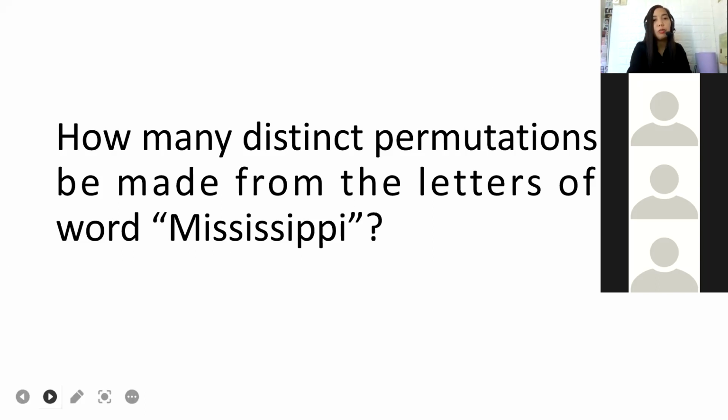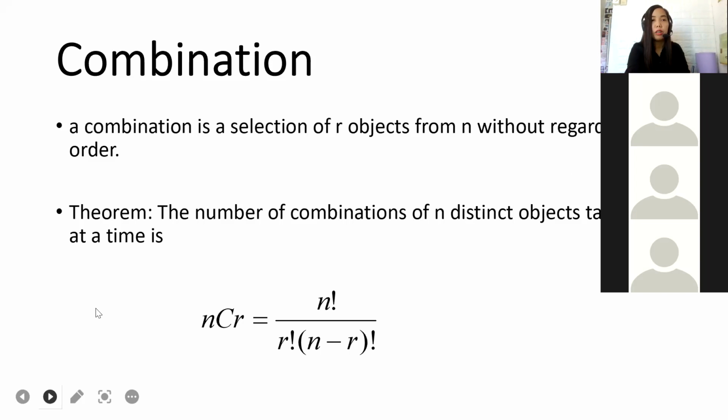So let's continue. Next is combination. Sa permutation, order matters. Combination, hindi naman. Order doesn't matter for combination. It's just a grouping, or you just make arrangement wherein order doesn't matter. A combination is a selection. You just select group of objects. A combination is a selection of R objects from N without regard to order. Again, combination, order doesn't matter.